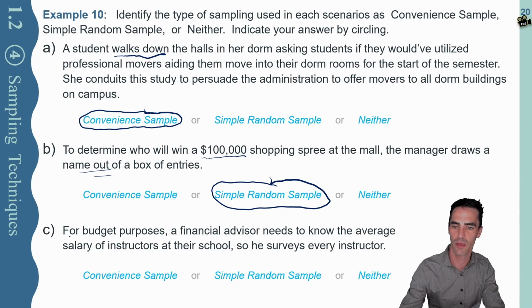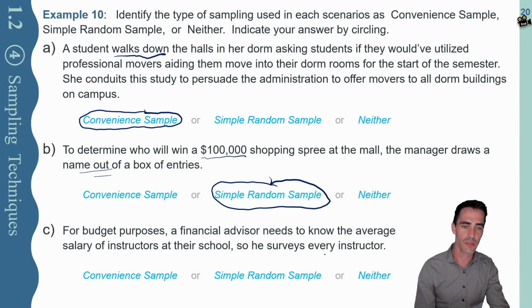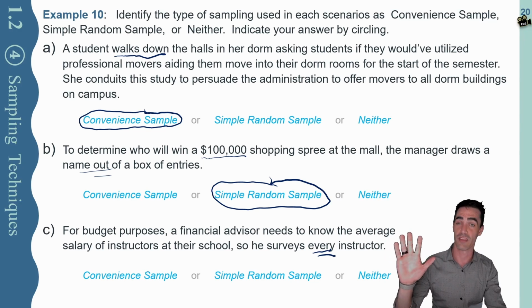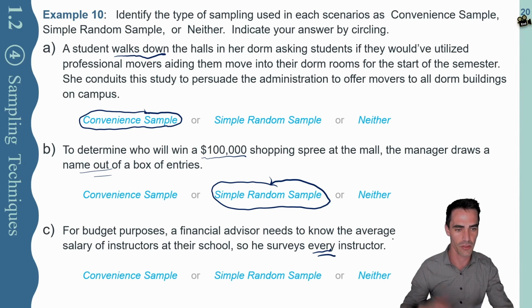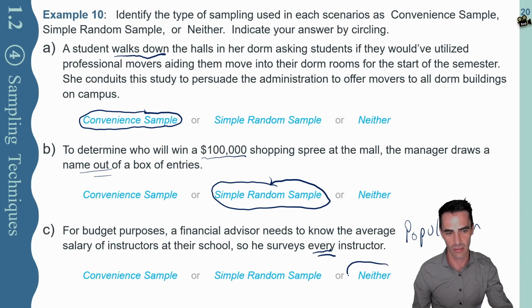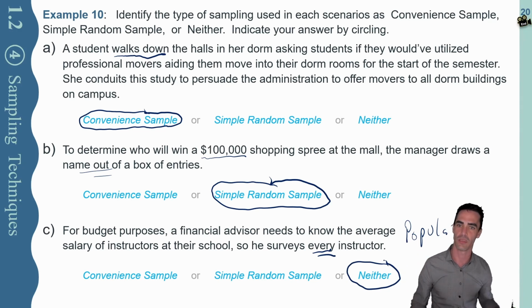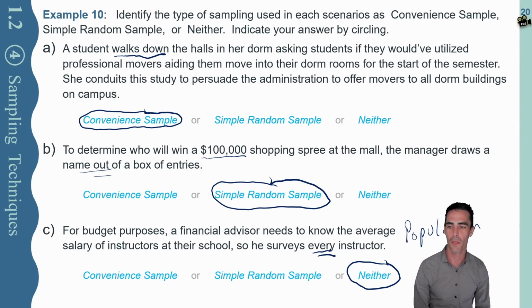Part C. For budget purposes, a financial advisor needs to know the average salary for instructors at a school, so he surveys every instructor. It's not a convenient sample because, again, this is about as big of a sample you can get. In fact, if you talk to every instructor, you would get the whole population. You know what? I don't think this is a sample at all. I think this is actually technically a census is the word that we use, but certainly neither of those two samples.